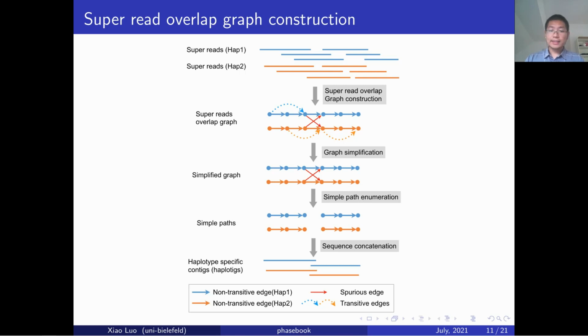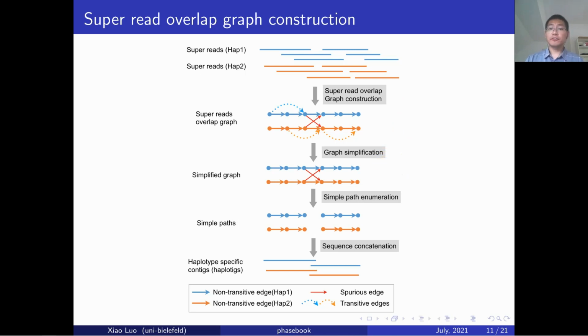So the next step is to assemble the superreads. For example, these are superreads in the top area of this figure. First, we calculate the overlap between the superreads and filter overlaps with a more strict threshold. Then we construct a superread overlap graph, in which a node is a superread, and an edge means that there is a reliable overlap between the two nodes, such that the two nodes are probably from the same haplotype. Then we simplify this graph by removing transitive edges.